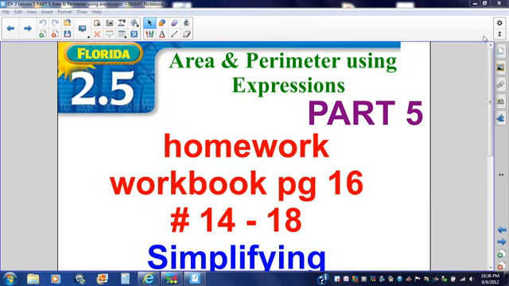Alright guys, again, please make sure you've written down in your notes spiral that today's lesson is lesson 2.5, part 5, area and perimeter using expressions.